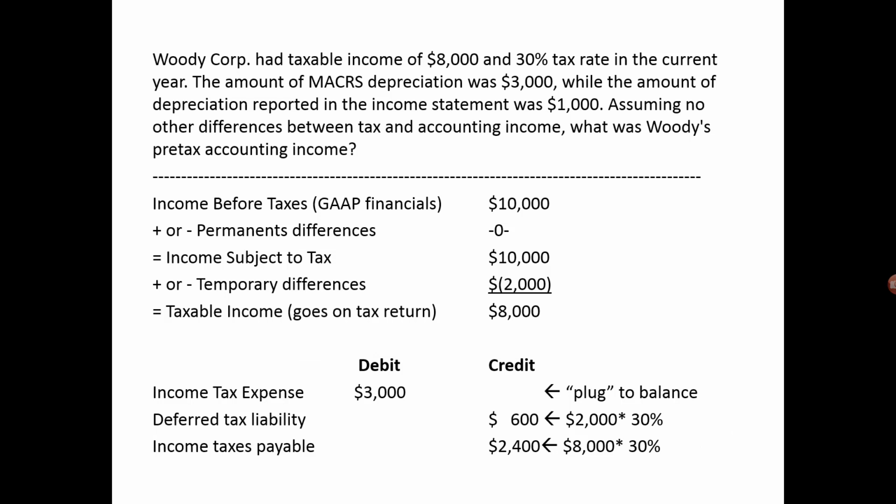So it's put into a deferred tax liability account at the rate we think is going to be true when it turns around. Here we only have one rate, so that would be 30%. And then you add the current and the long-term liabilities to get your tax expense. So you add the $2,400 and the $600 to get the $3,000.